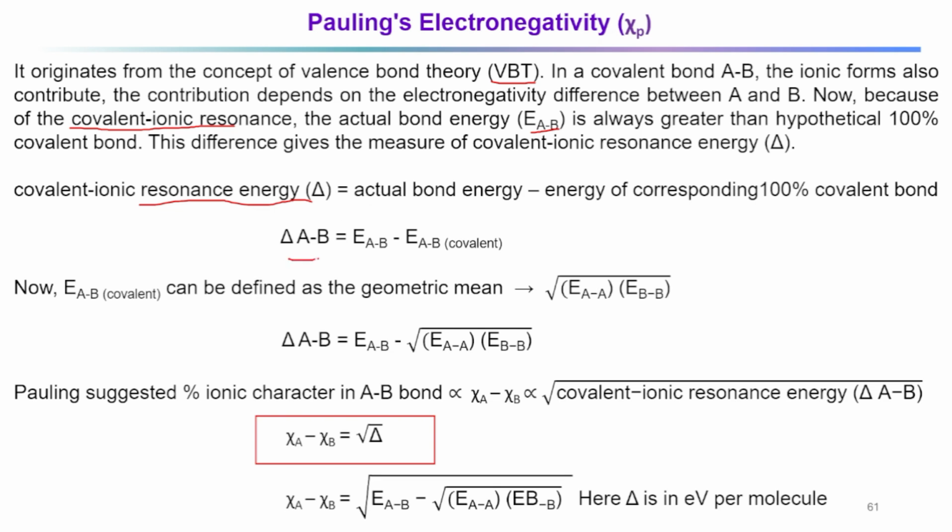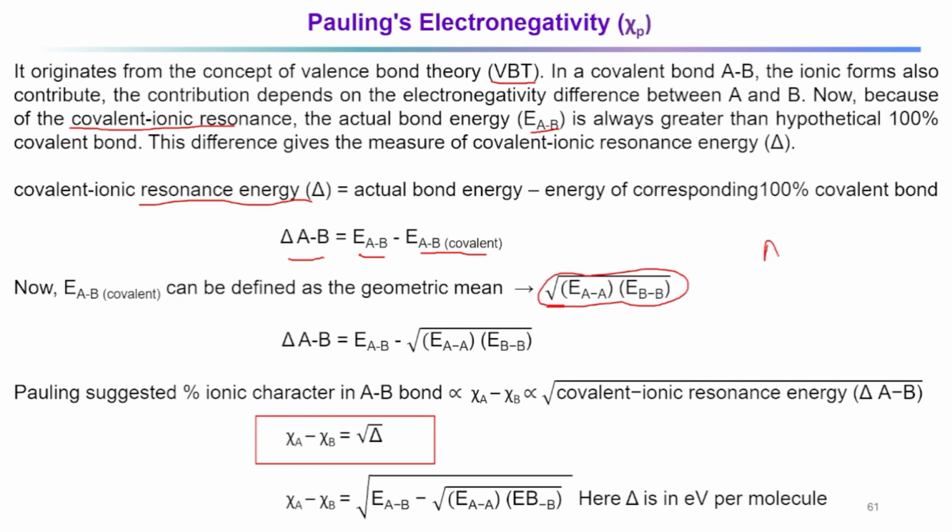So this delta AB represents this covalent ionic resonance energy. That is actually EAB, the actual energy, minus EAB covalent, which represents 100% covalent bond. So this EAB covalent can be written as this geometric mean. So this is the geometric mean of these two.